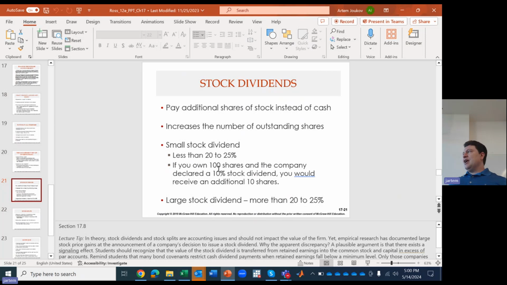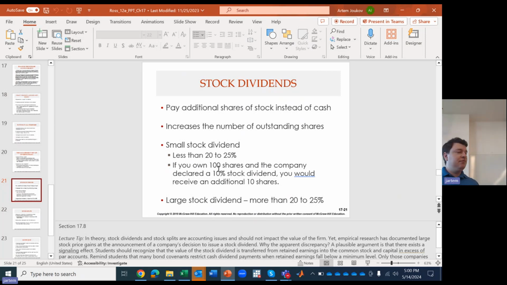And yes, they have this dilution effect, but the general sense is, well, it's better to receive some stock in case the firm issues cash dividends in the future, because at the end of the day, you want cash, right? Having these additional shares will entitle me to more of that cash dividend than not having these shares.